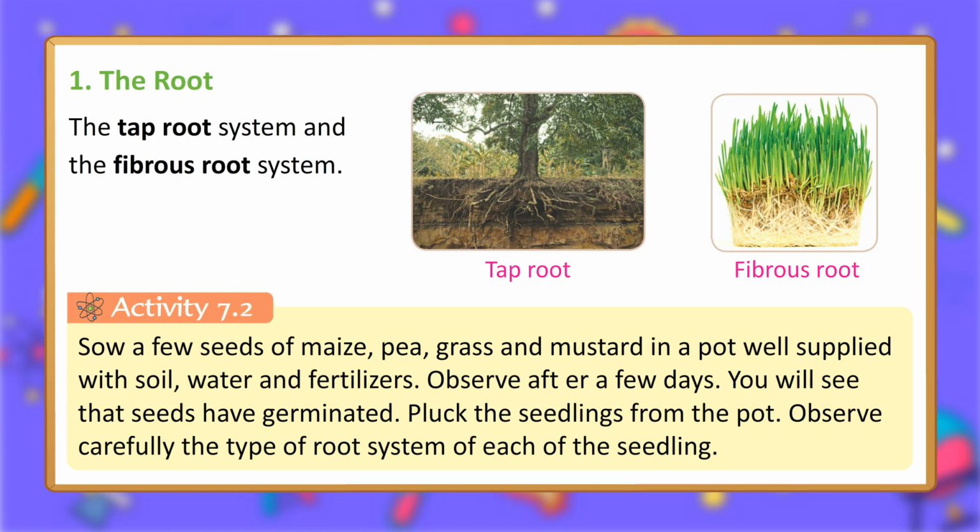Activity 7.2. Sow a few seeds of maize, pea, grass and mustard in a pot well supplied with soil, water and fertilizers. Observe after a few days. You will see that seeds have germinated. Pluck the seedlings from the pot. Observe carefully the type of root system of each seedling.